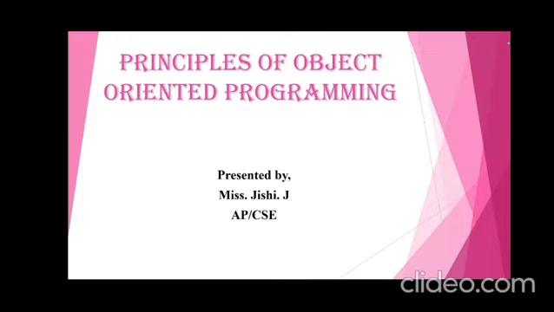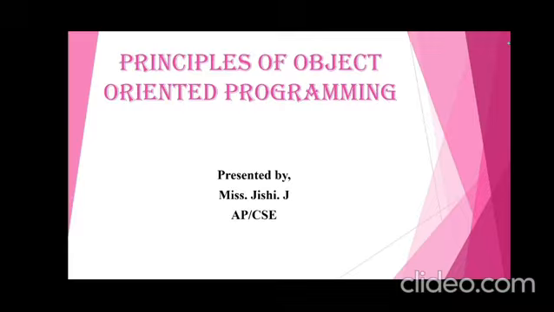But now, here comes a question: is traditional programming the best way to design large and complex software? The answer is no. Why? Because in traditional programming, the program is mainly organized around functions and step-by-step logic. While this works well for small programs, it becomes difficult when the system grows large. So, in order to overcome these problems, object-oriented programming was introduced.